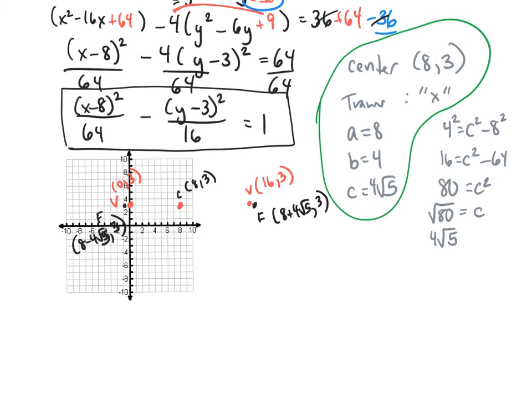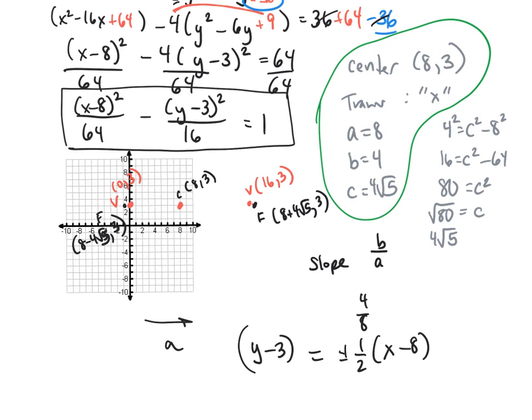So those are there. Now for asymptotes, A definitely went this way to get to the vertex, so for the slope of the asymptotes, I know A will be on the bottom, so B will be on the top. So that's going to make my slope 4/8, or of course that could be 1/2. And then I'll have my x minus 8 and my y minus 3, the same thing I had from my original. So those are my asymptotes.